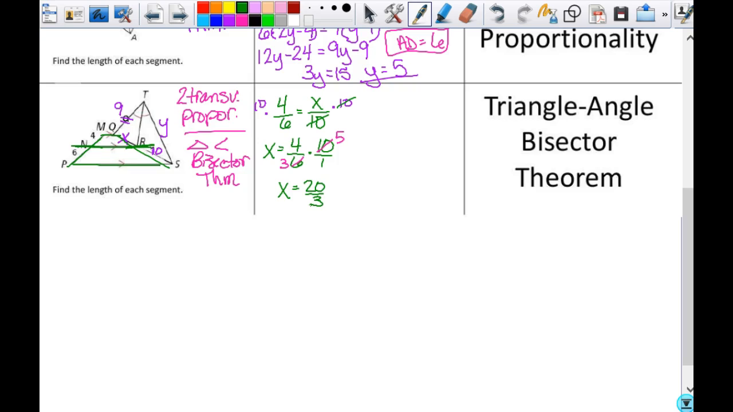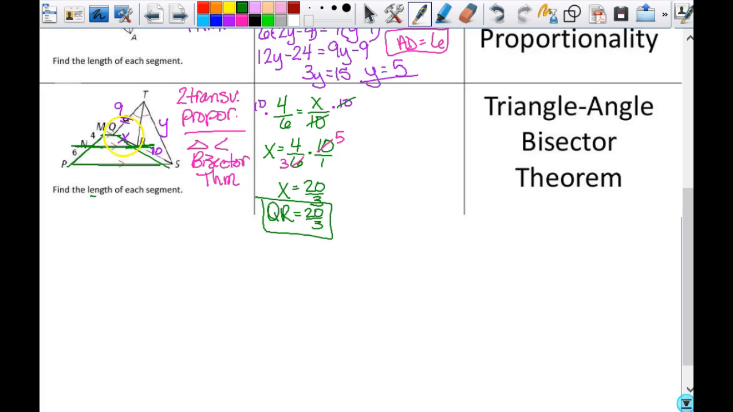Well, when I started, I said we could just cross multiply, but we can also look at it as an equation. So you take away from that what you think. So what am I actually looking for here? Do I just box x and move on? No, it says find the length of each segment. So I need to answer that, and that is QR is equal to 20 over 3.